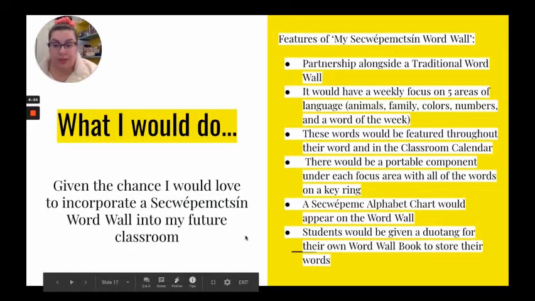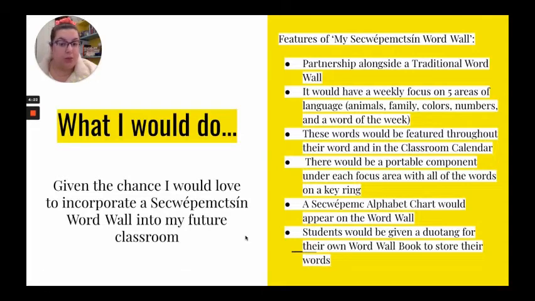So first, what would I do? Given the chance, I would love to incorporate a Secwepemchin word wall into my future classroom. Features of my Secwepemchin word wall would be to have it in partnership alongside a traditional word wall. So I would have a traditional word wall in my class, and then I would also have a Secwepemchin one as kind of a feature or to build on top of a traditional word wall, and this would come later on in the school year.